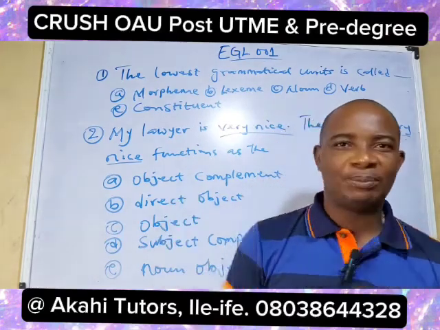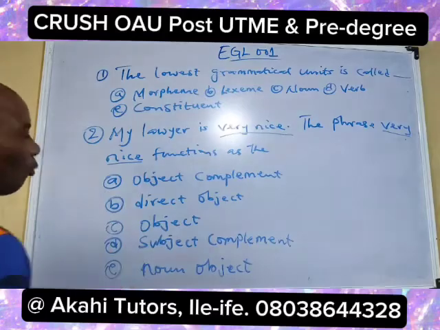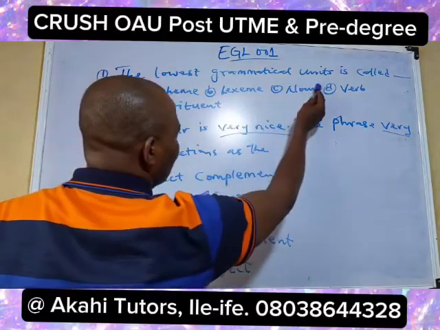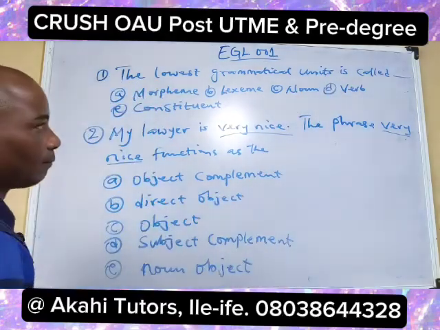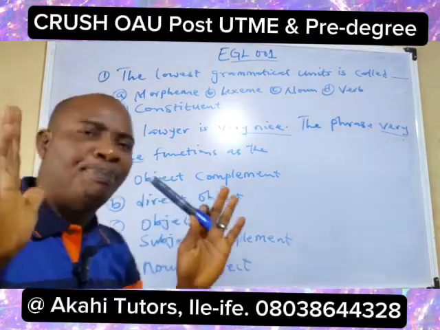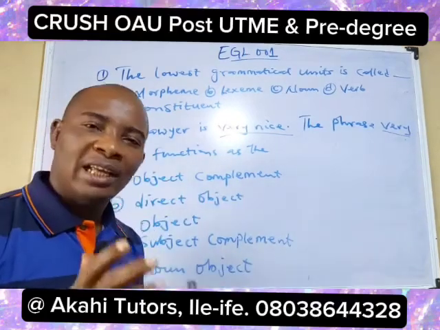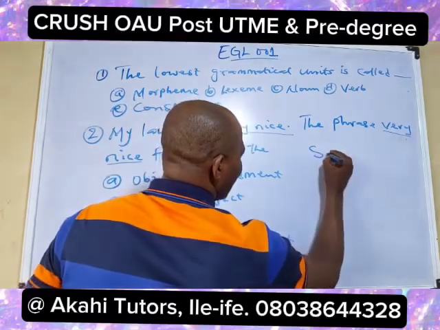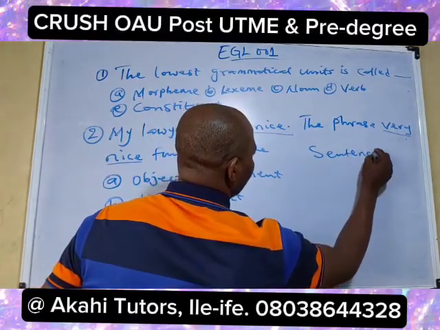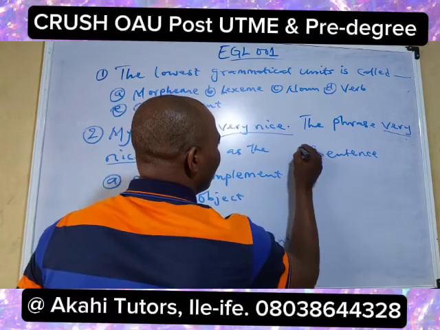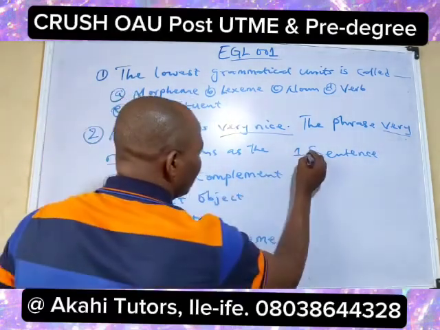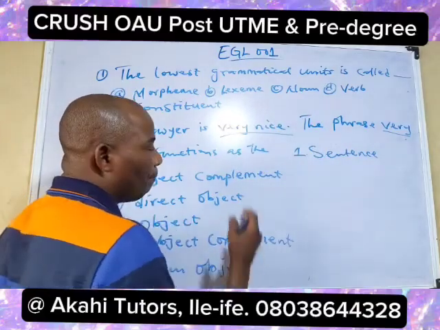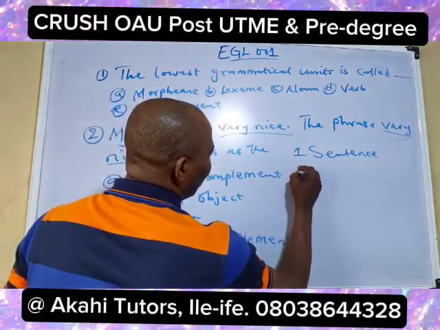So let's go straight to the business of the day. Question one on the board is: the lowest grammatical unit is called what? We have 5 basic grammatical units in the English language. We have sentence as the highest for this basic level, before we have paragraph, before we have a passage or larger text.